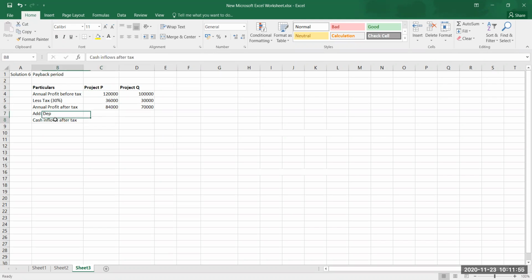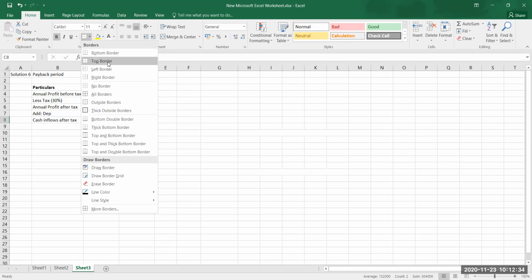So if you want to find out the cash flows after tax, you will have to add back the depreciation. The depreciation amount is straight away given to you as 80,000. For project Q, it is 70,000. Then cash inflows: once you add annual profit after tax and depreciation, you will get 1,64,000. And this one is 1,40,000. So this is your cash flows after tax.